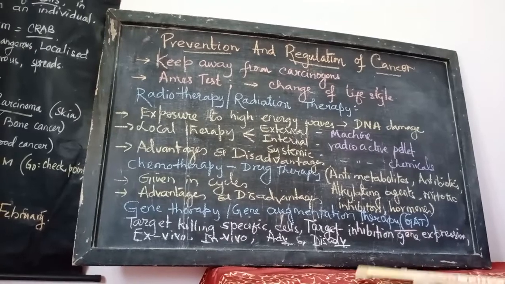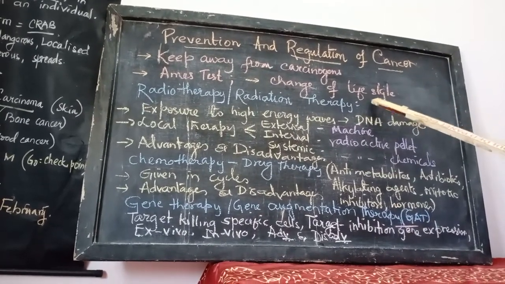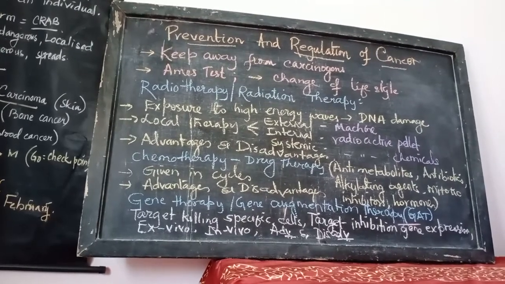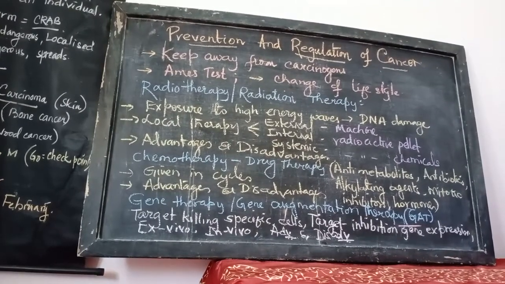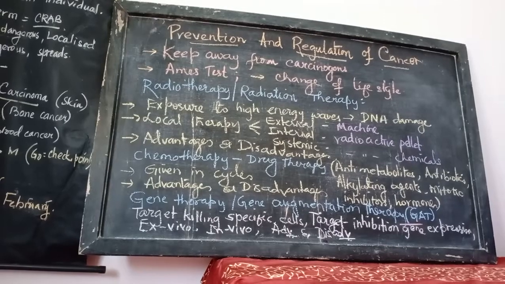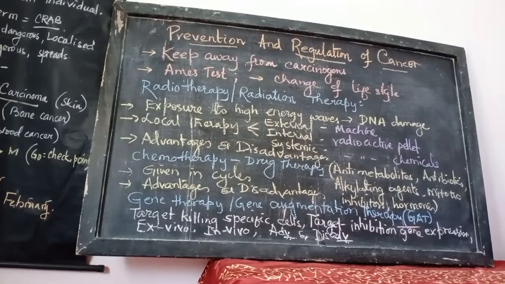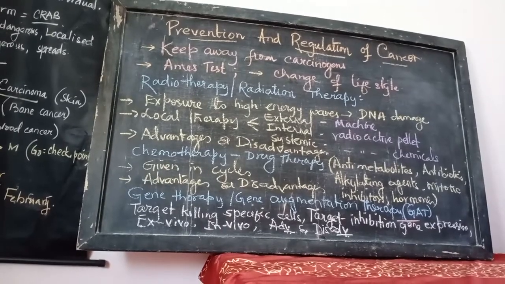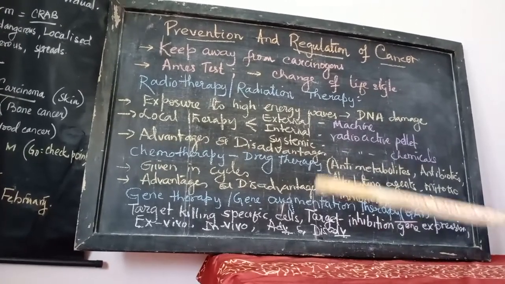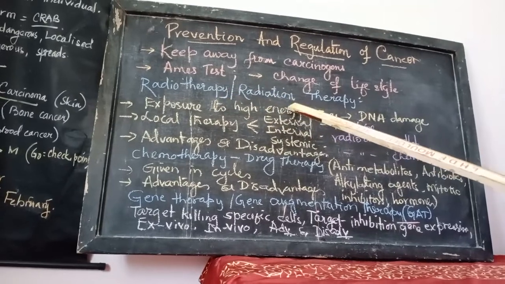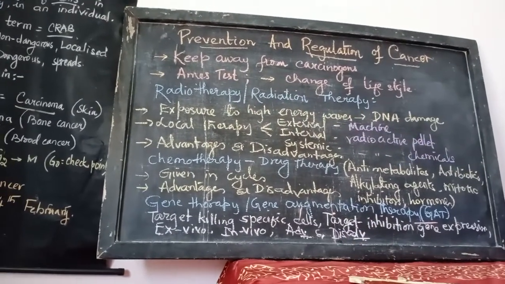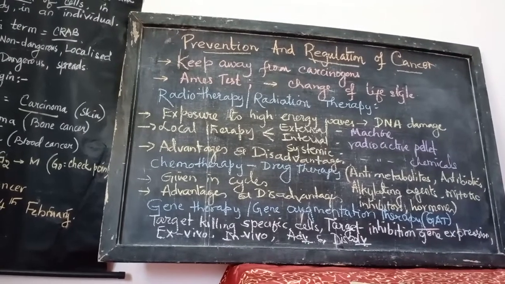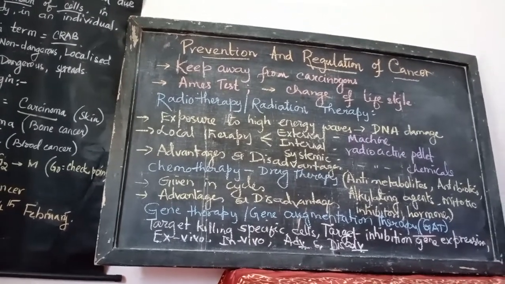The third important method is change of lifestyle. Change of lifestyle will be an effective treatment in case of cancer. There are a few methods that are used to treat or to kill the cancerous cells. The first method is radiotherapy or radiation therapy. In this method, high energy particles or waves are used to kill cancerous cells.